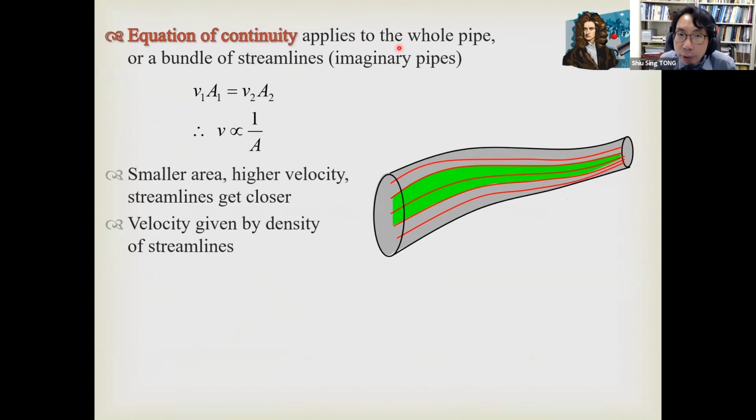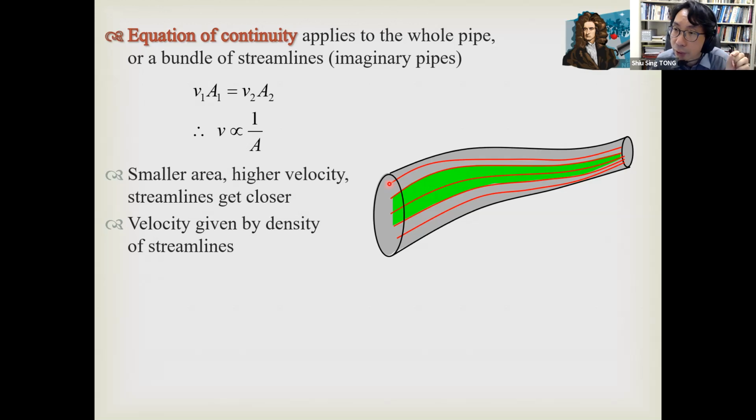Now the equation of continuity actually applies to the whole pipe. Or I can imagine it applies to a bundle of streamlines. What is a bundle of streamlines? A bundle of streamlines is actually imaginary pipes. Now, imagine the concept of streamline that I've just introduced.